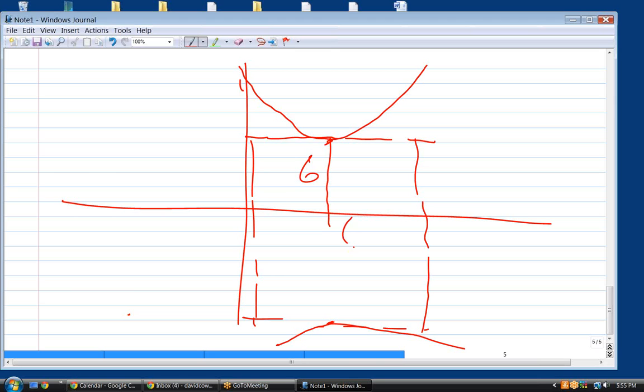The center, what was the center again? It was 3 comma 2? 3 comma negative 2. 3 comma negative 2. Good. I'm on the right side of the axis. And the distance to the focus was 8. So this distance here is 2.